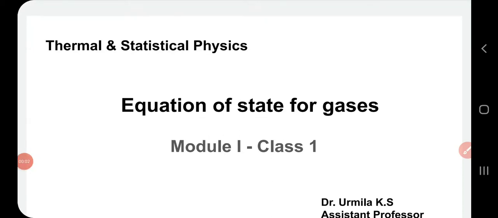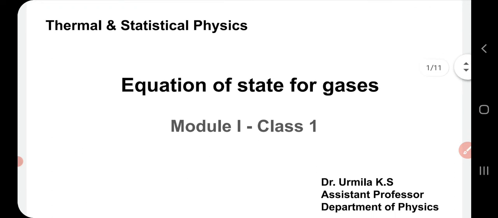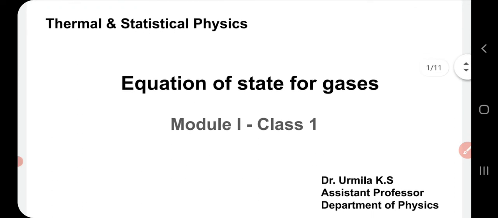Good morning. This is one of our core papers, Thermal and Statistical Physics. In that paper, I'll be teaching you Module 1, which is about equation of state for gases. This is the first class on the topic equation of state for gases that comes under Module 1 of your paper, Thermal and Statistical Physics.